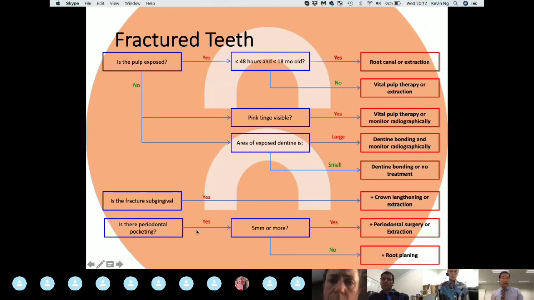And lastly, ask yourself, is there any periodontal pocketing? Because if there is periodontal pocketing, then we should be treating that as well, and we treat that typically independently of the exposed pulp.